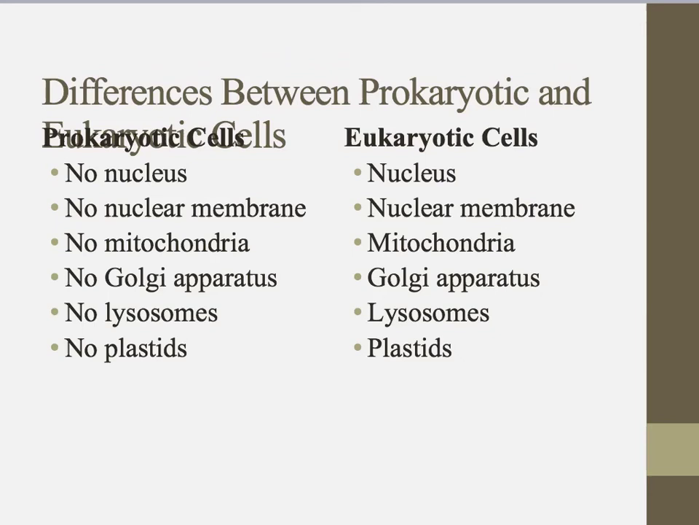Some eukaryotes contain plastids, which contain food or pigments. You may never have heard the word plastids before, but we've talked about how chloroplasts contain chlorophyll for photosynthesis. So chloroplasts are actually a plastid. Although some prokaryotes contain chlorophyll, this chlorophyll is not contained in a membrane-bound plastid.